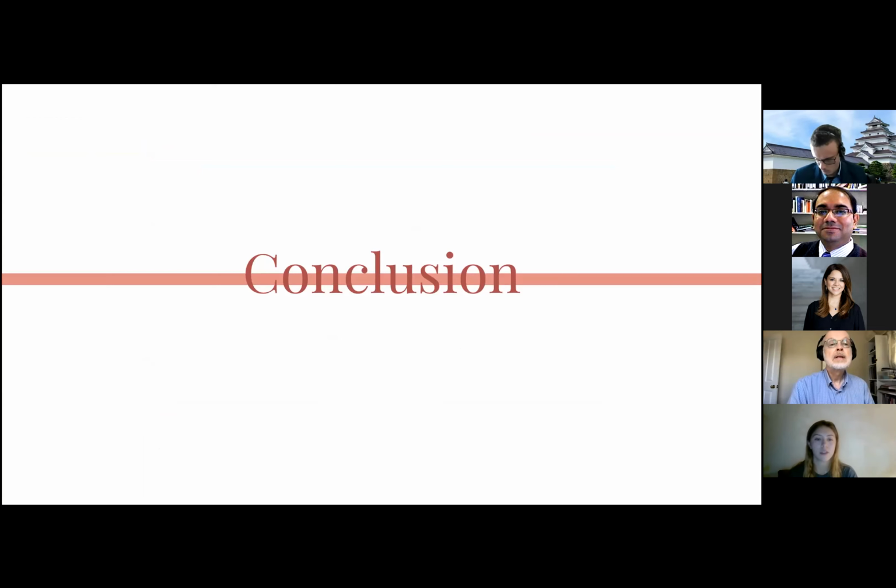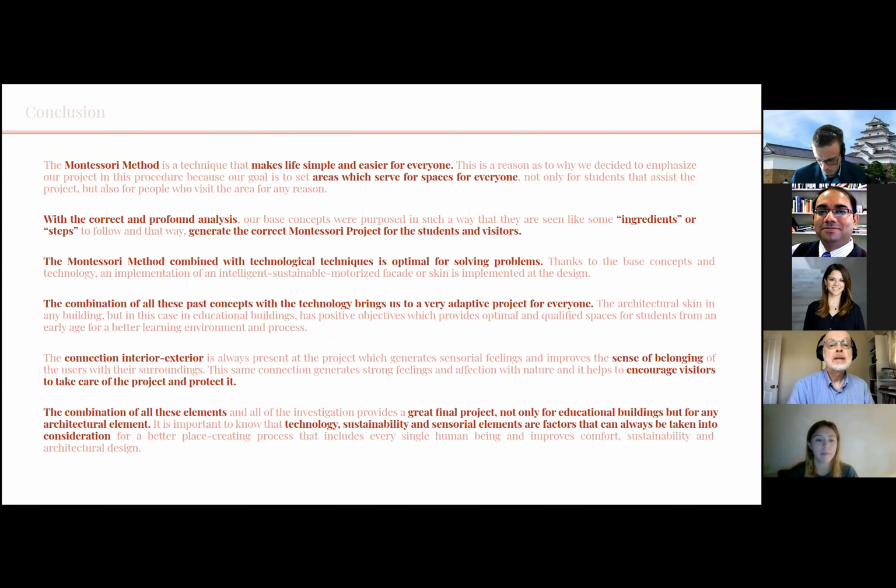Now, finally, to conclude, the Montessori method makes life easier for everyone, and using it as a base topic, combining it with a profound analysis, people can apply architectural designs to other projects to generate better environments. Technology, sustainability, and sensorial elements are factors that can always be taken into consideration when talking about innovative architecture. Thank you.